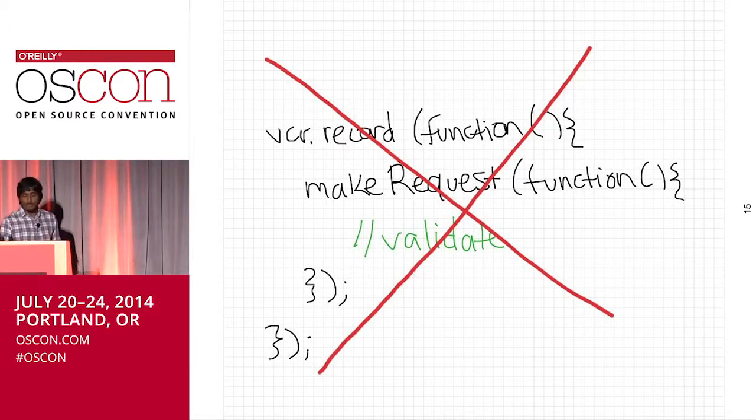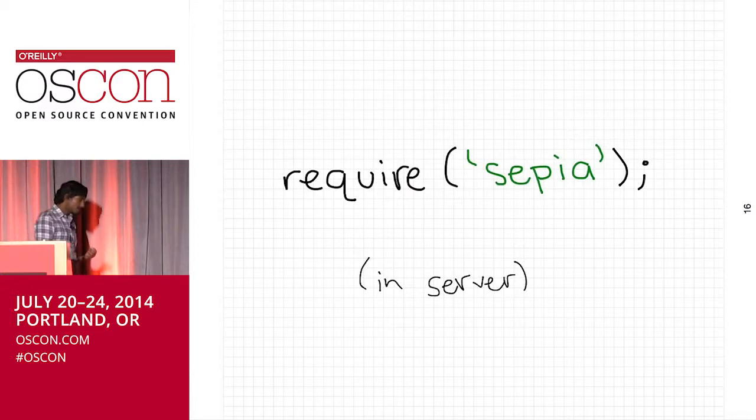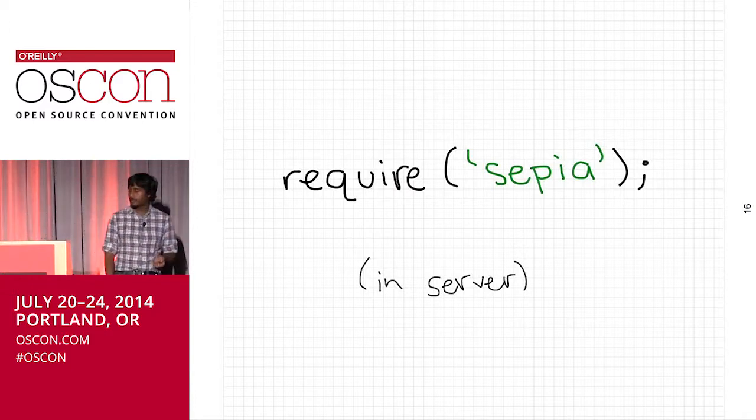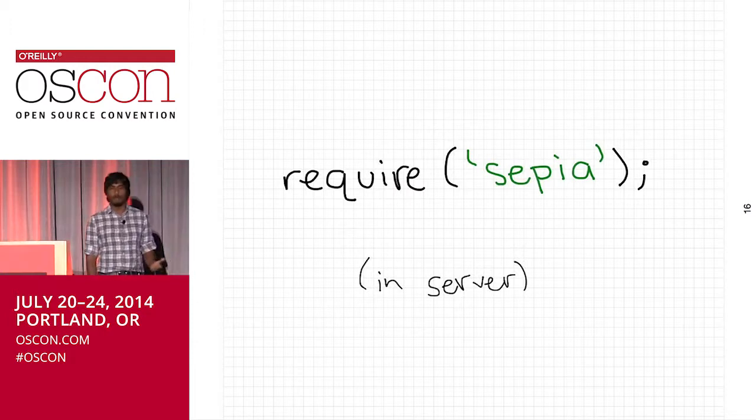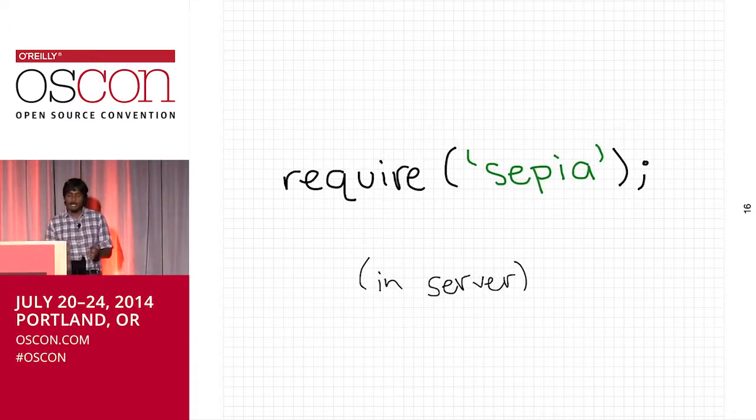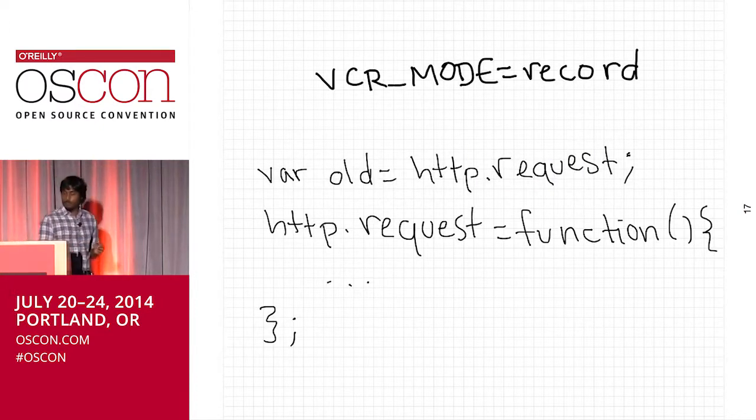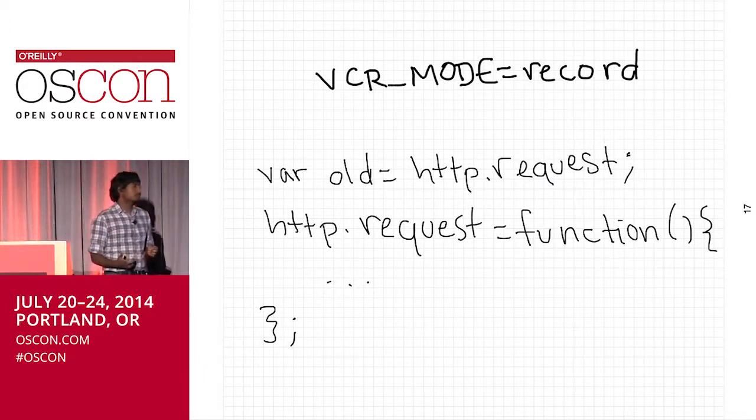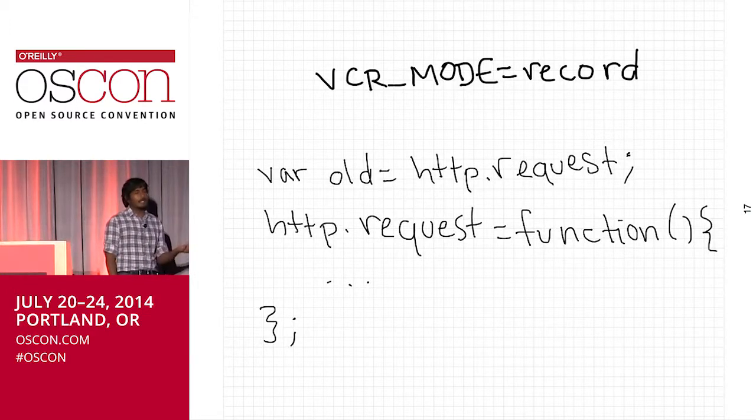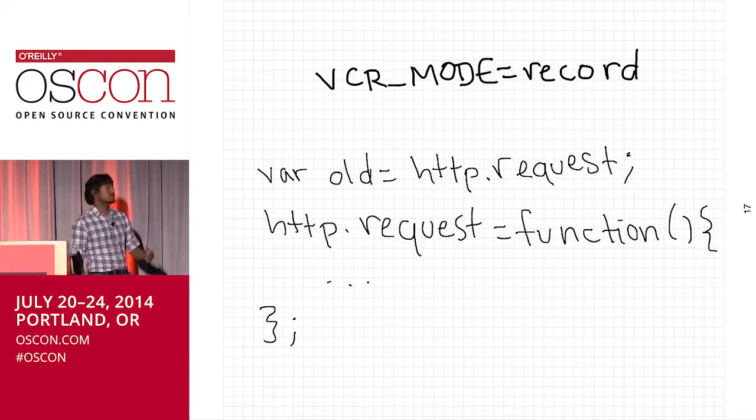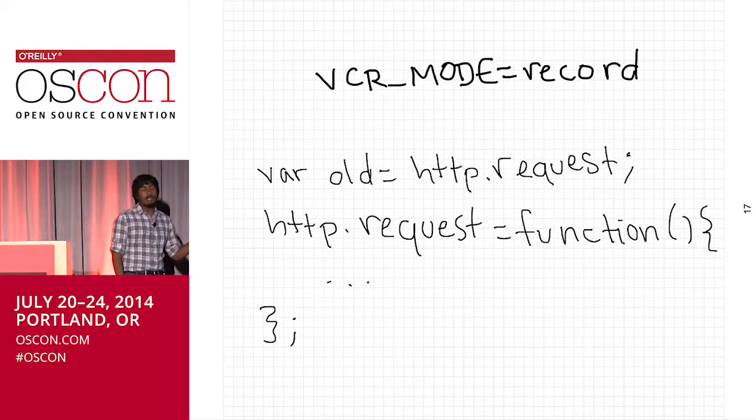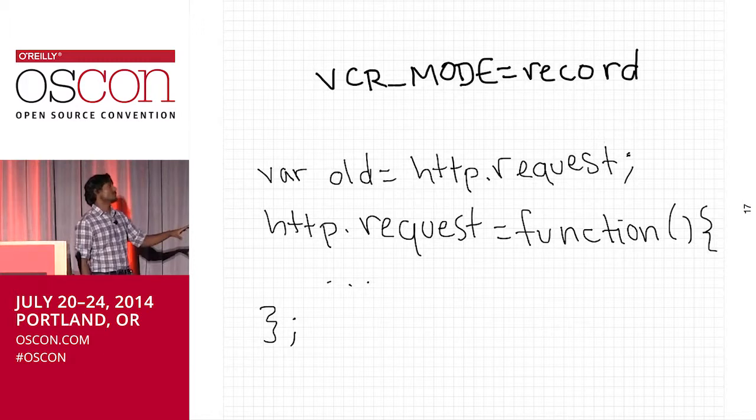And I wanted something that was drop-in. So I decided I would create a module. And in Node.js, this is just how you import a module. And we want to put this in the server code. And I wanted that to be it. And the idea that I had may sound a little crazy, but it worked, was look at an environment variable. And if that's set to record, then just take the way we make HTTP requests, http.request, and store it and override it with some other function of our choosing.